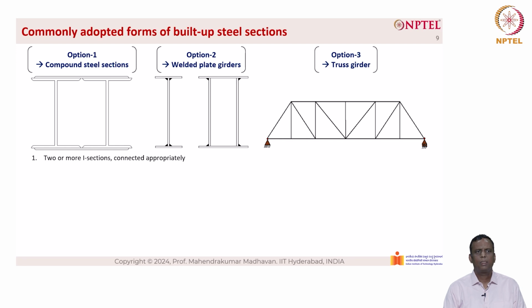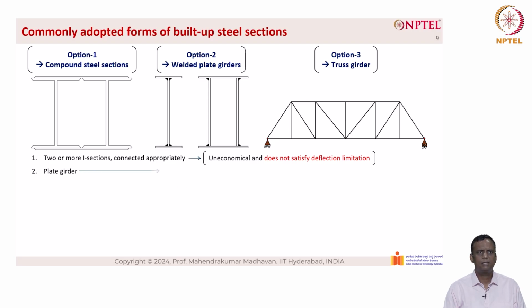The first one, which is 2 or more sections connected appropriately, is uneconomical and does not satisfy the deflection limitations, because deflection is primarily controlled by the depth of the cross section. Here the depth of the cross section remains the same, hence there is not much increase in the moment of inertia and it does not satisfy the deflection limitation.